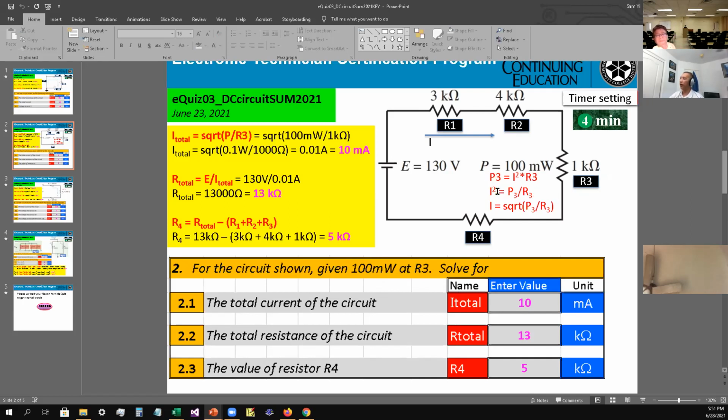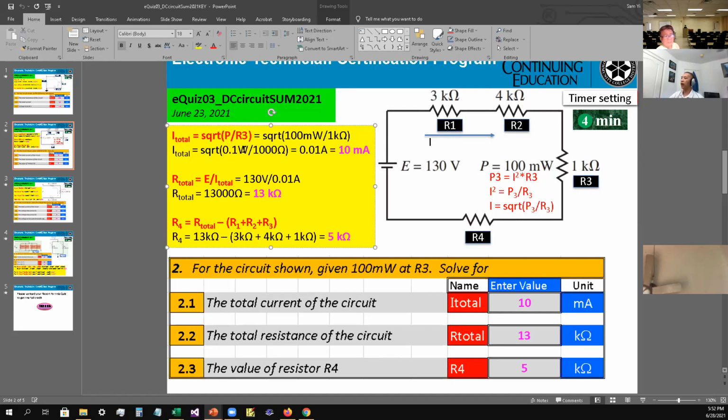Therefore we can say I squared equals P3 divided by R3. Now we just solve for I itself. This I would be the total current, so you get one I. I is the square root of P3 divided by R3. So here is the formula that I modified from the original. I total equals the square root of P divided by R3, so the square root of 100 milliwatt divided by 1 kilo ohm, which is R3.